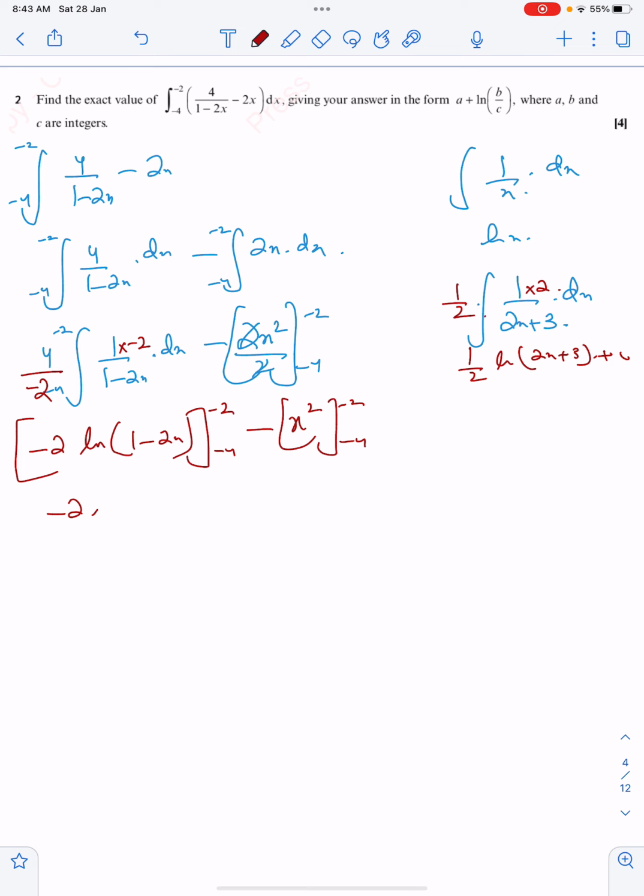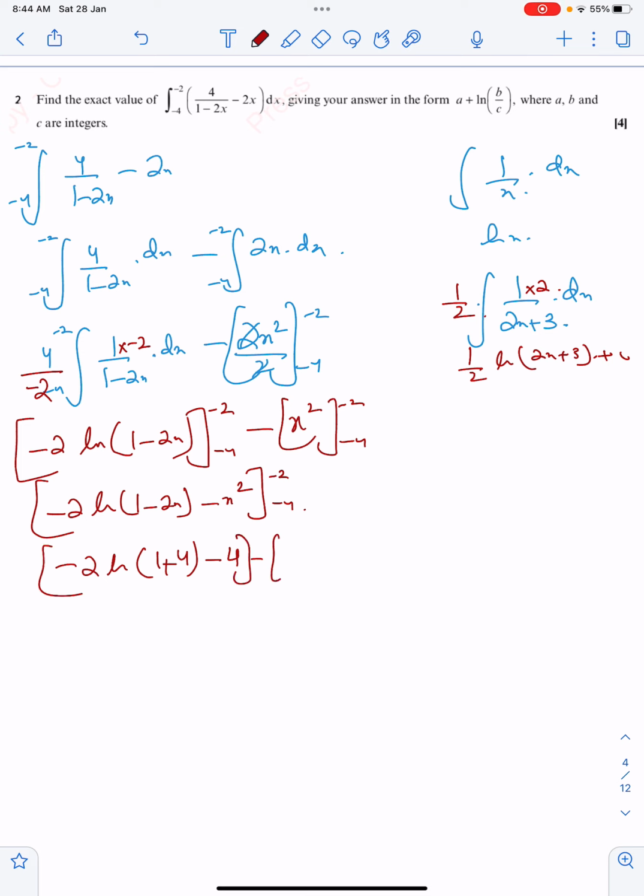Let's put it like this way: minus 2 ln 9 minus 2x minus x squared, with minus 2 and minus 4. Let's plug in minus 2 as the value of x. Minus 2 into minus 2 is a plus 4, minus 2 square is 4. This is the first bracket, minus. Now I'm going to plug in minus 4 in place of x in this whole thing.